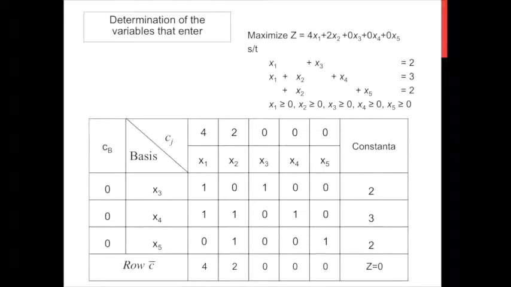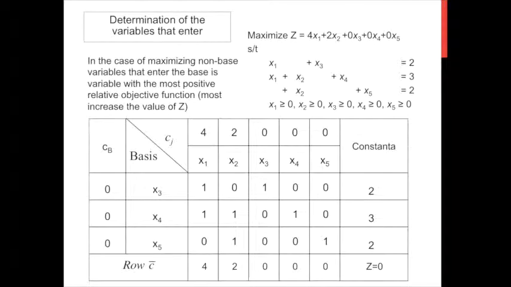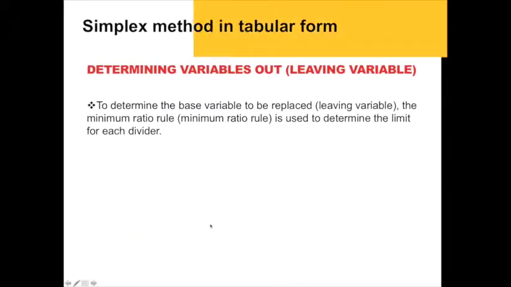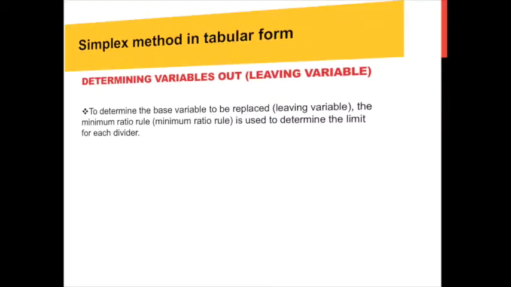So in the case of maximizing, the variable that enters the base is the one with the most positive relative objective function value, which increases the value of Z. You can see this 4 is the biggest value among the others, so we will pay attention to this column. And then determine the variable out: determine the base variable that leaves, using the minimum ratio rule.